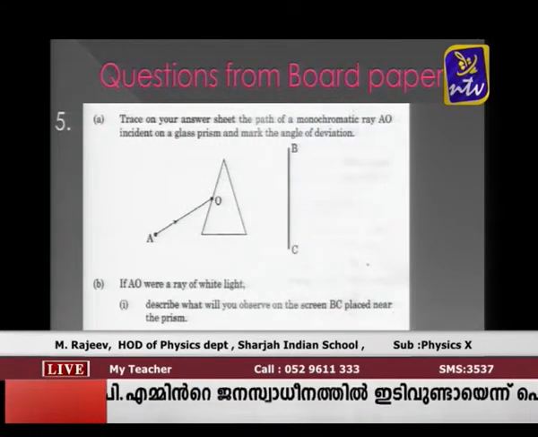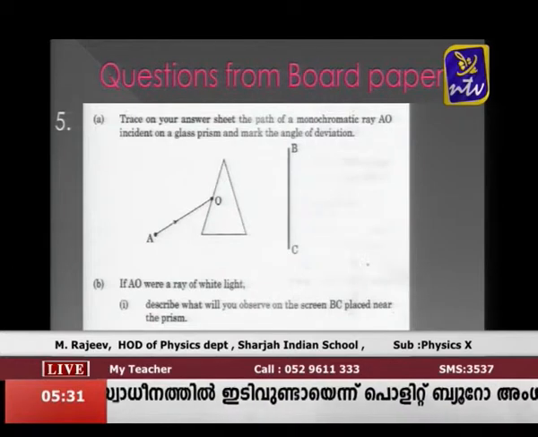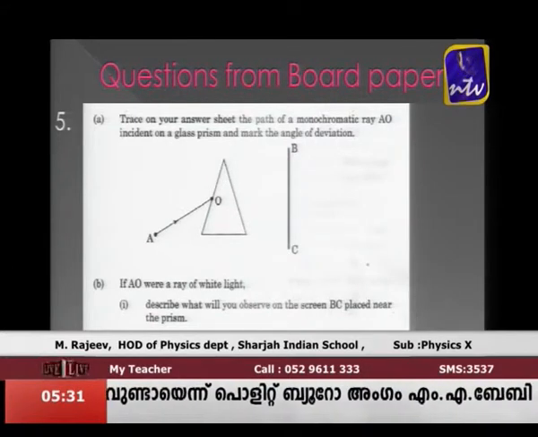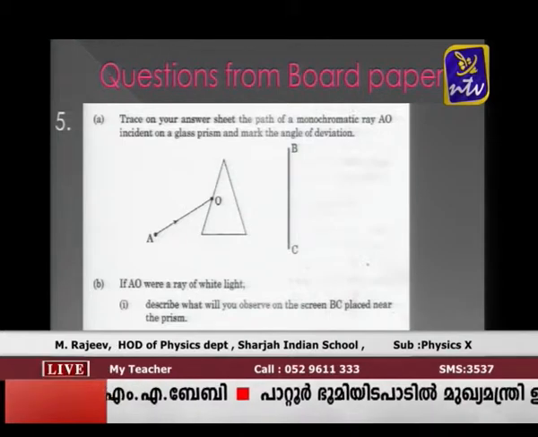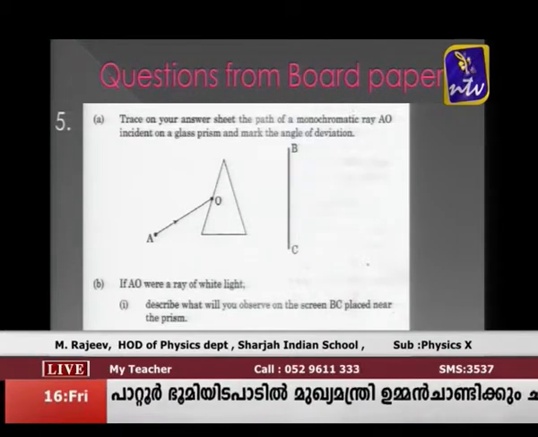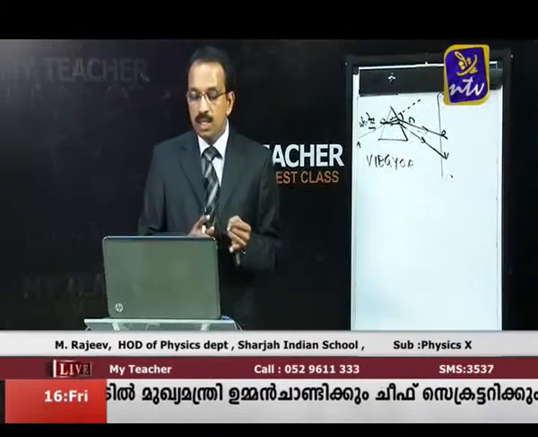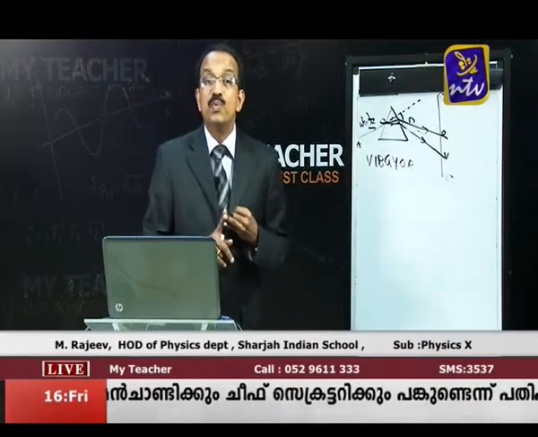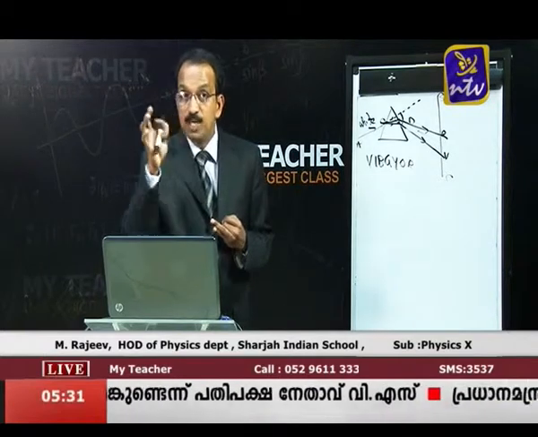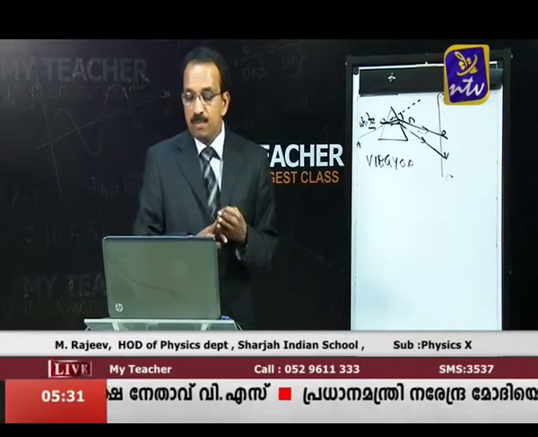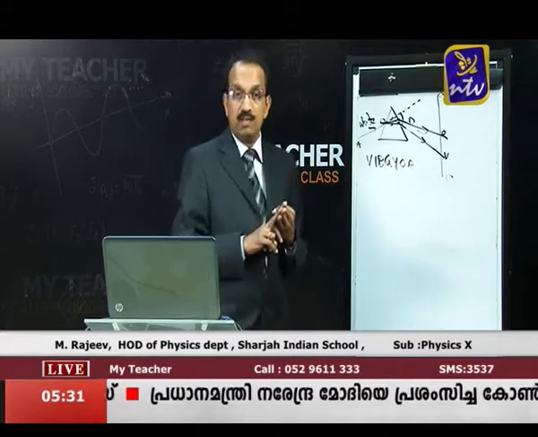First question, if AO were a ray of white light, what would you observe on the screen placed near the prism? Answer, it will split into 7 colors. Number 2, write the name of the phenomenon. The name of the phenomenon is dispersion, you know that, okay, dispersion. 3, state the cause of this phenomenon. What is the cause of the phenomenon?